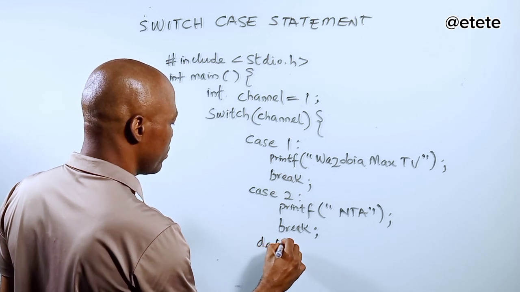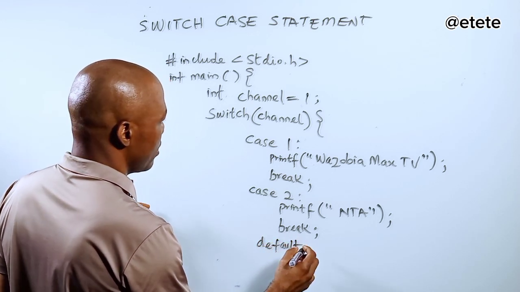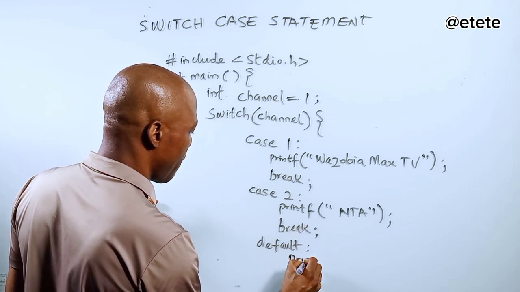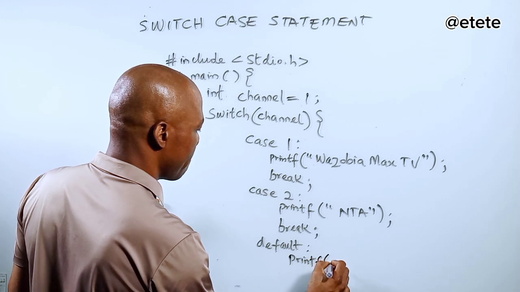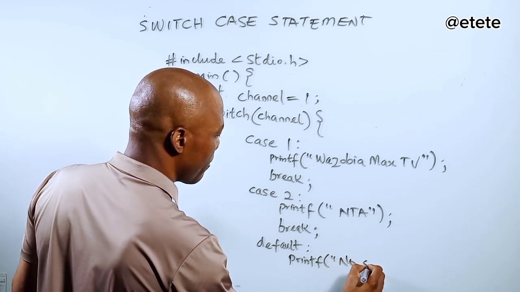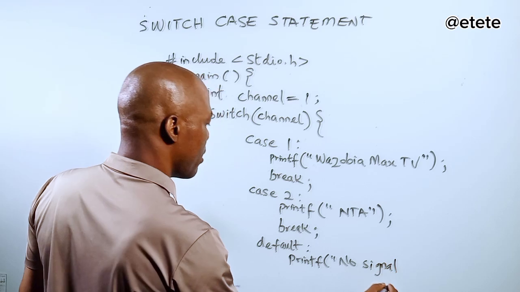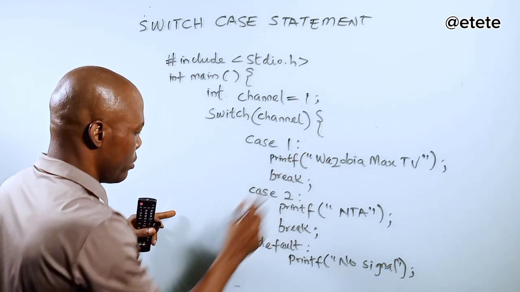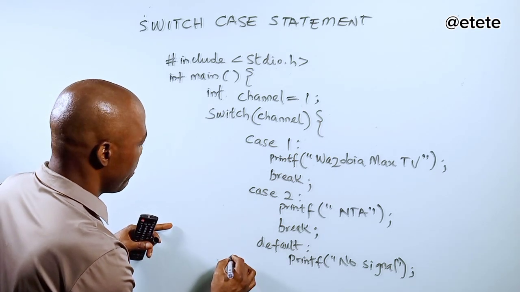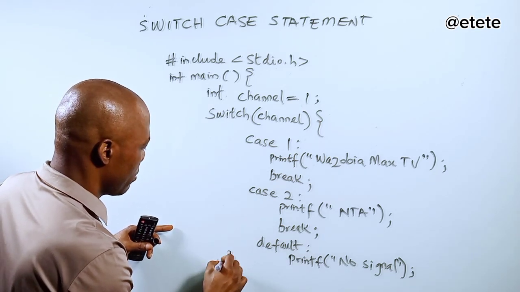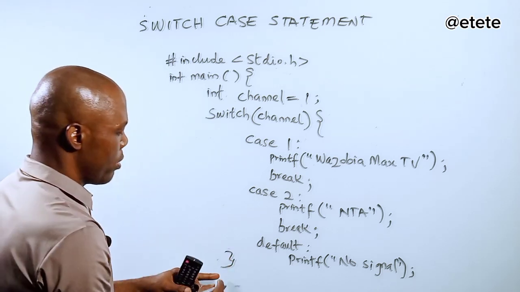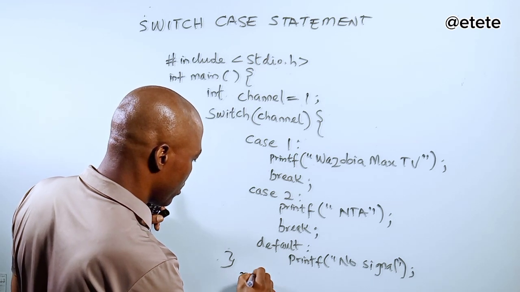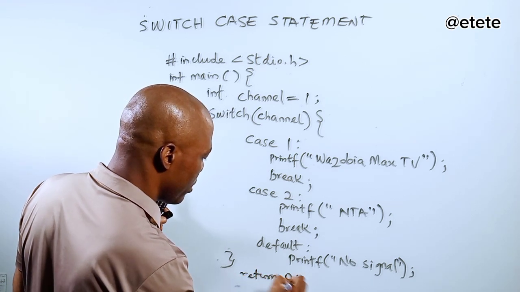I can say default. Here I will say printf No signal. Then I'm going to close here. I'll close my bracket for this switch case. Then I'll write my return 0. I'll end my statement.